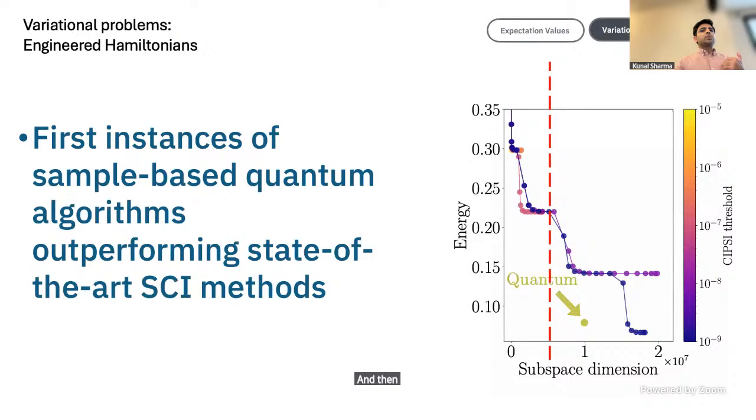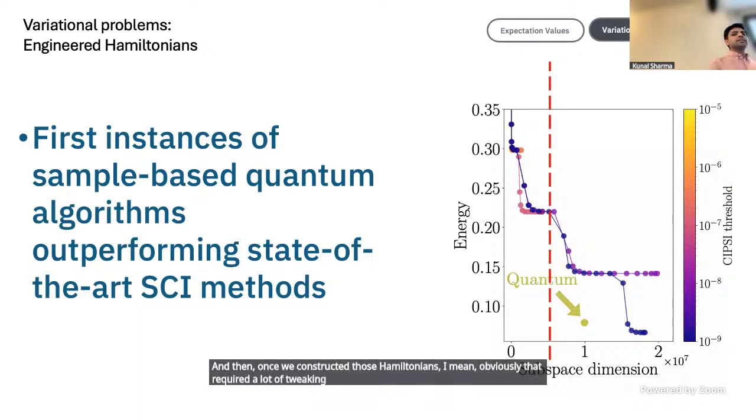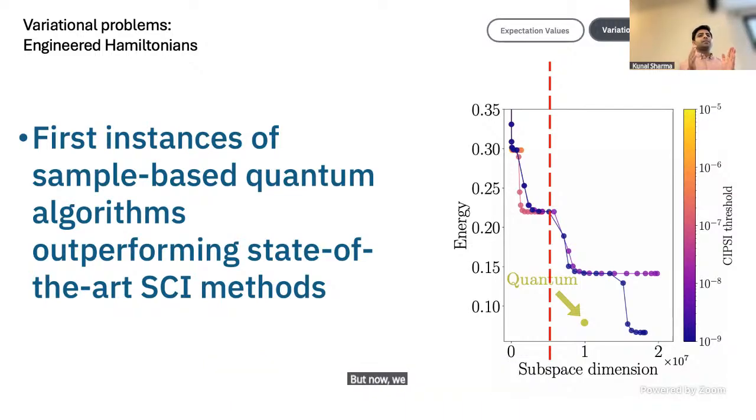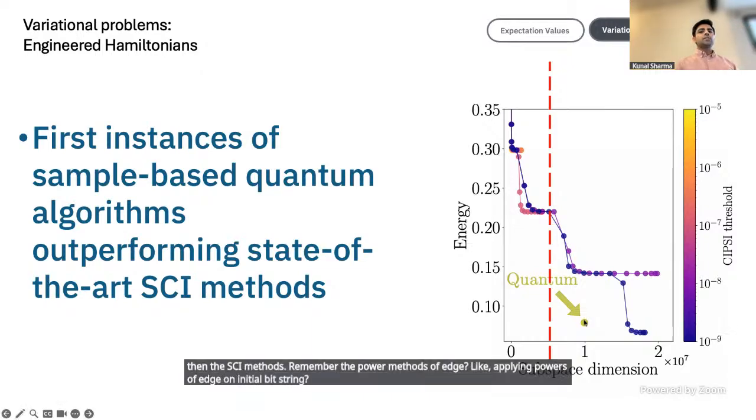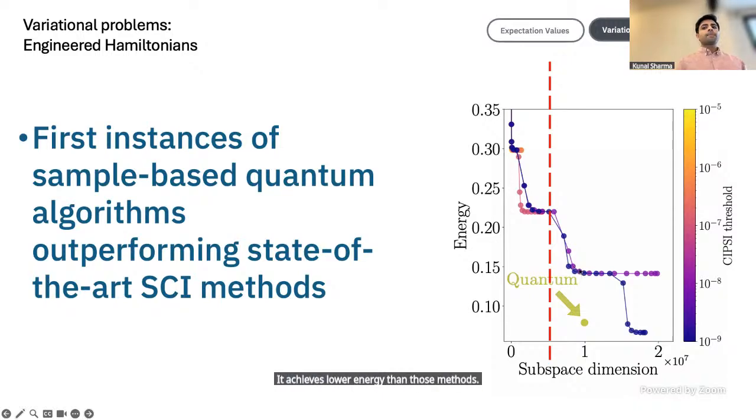And then once we constructed those Hamiltonians, obviously that required a lot of tweaking and tests, but now we have some instances of local Hamiltonians where our approach, when we ran on quantum hardware and then did HPC diagonalization, achieved lower energy than the SCI methods. Remember the power methods of H, like applying powers of H on an initial bit string? It achieves lower energy than those methods when you're looking at the same subspace dimension.